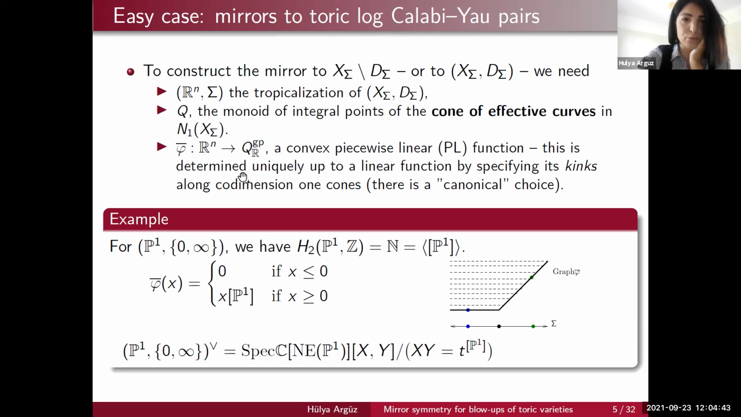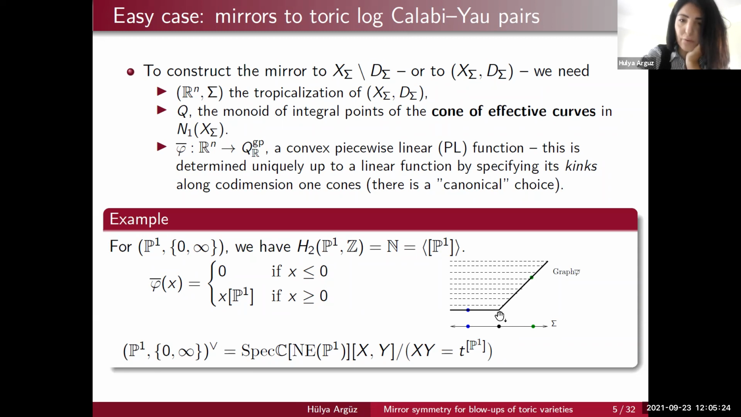Such a function is determined uniquely up to a linear function by specifying its kinks along codimension 1 cones. And there's a canonical choice to declare the kinks of such a function. For instance, if you look at this example P1, 0, infinity, then H2 is N, generated by the class of a P1. And then I can define a piecewise linear function. In the fan I have just the codimension 1 stratum, the origin. I naturally declare the kink of the piecewise linear function as the corresponding curve class, which is just a P1.